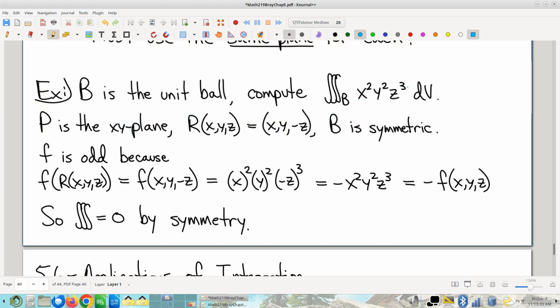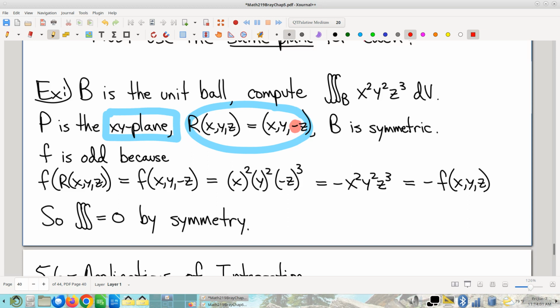Much better to make a symmetry argument. I'm going to pick the xy plane to make this symmetry argument. I'll tell you where I got that from in a minute. But for the moment, let's just see how the symmetry argument works in this case. If you're reflecting through the xy plane, here's your formula for reflection. Think through how in space, if you reflect through the xy plane, you get a minus sign on the z coordinate.